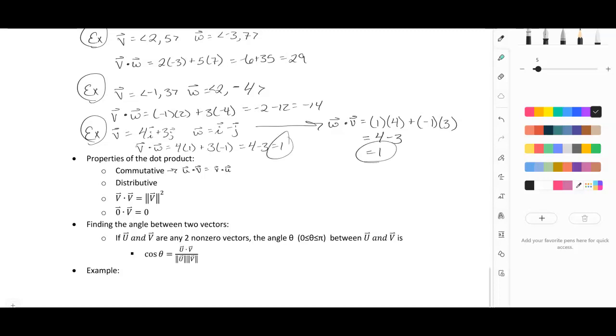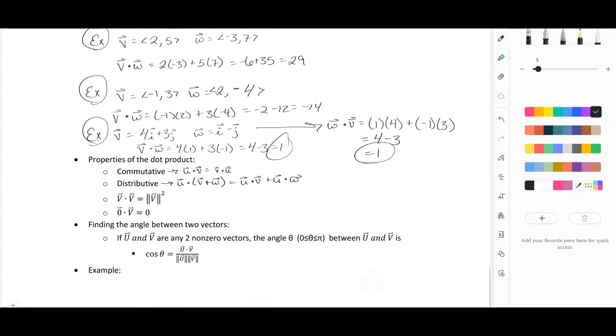So order doesn't matter. There's a distributive property that we can think about. If we have vectors u dotted with v plus w, I could think about u dotted with v plus u dotted with w. So they're kind of distributing that dot product to both of those pieces. And then we've got a dot product plus a dot product, which means I'm going to get just a number for that value.